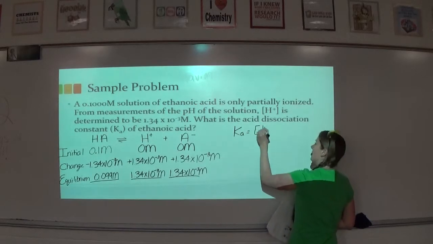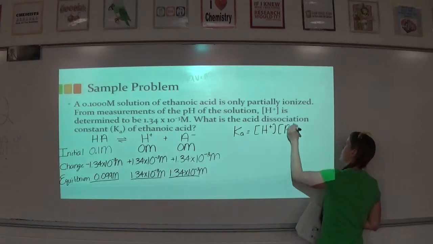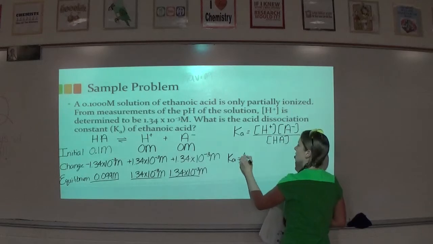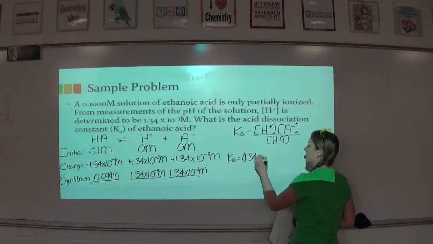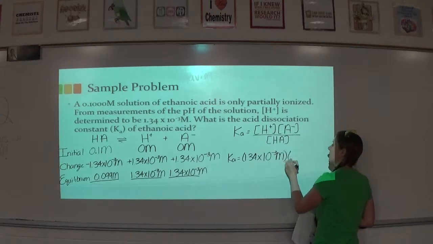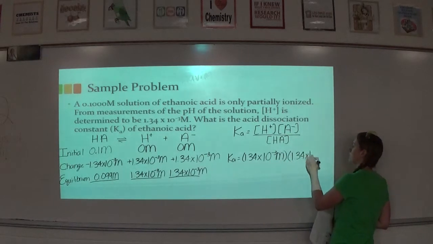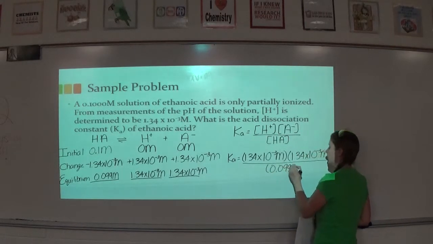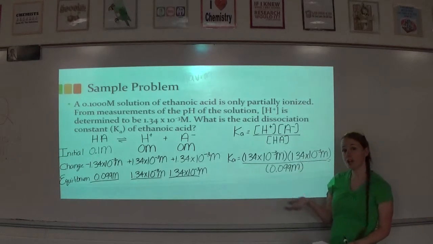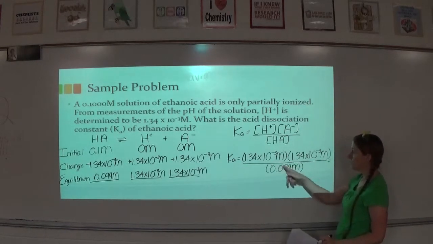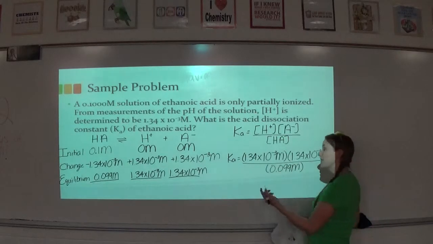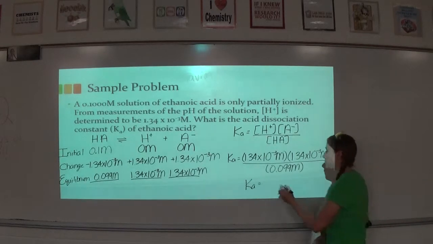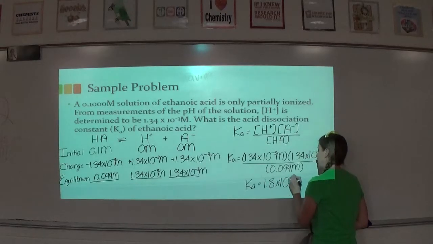So remember, we said Ka is our H plus times our A minus over our HA. So then I just plug in. So my H is 1.34 times 10 to the negative 3 molar. My A is also 1.34 times 10 to the negative 3 molar. And my HA is 0.099 molar. Now, if you're trying to do units, you may notice 2 of the molarities would cancel, so you should be left with molarity, but remember, K values have no units. So just discount any units. So once I solve, I get 1.8 times 10 to the negative 5.